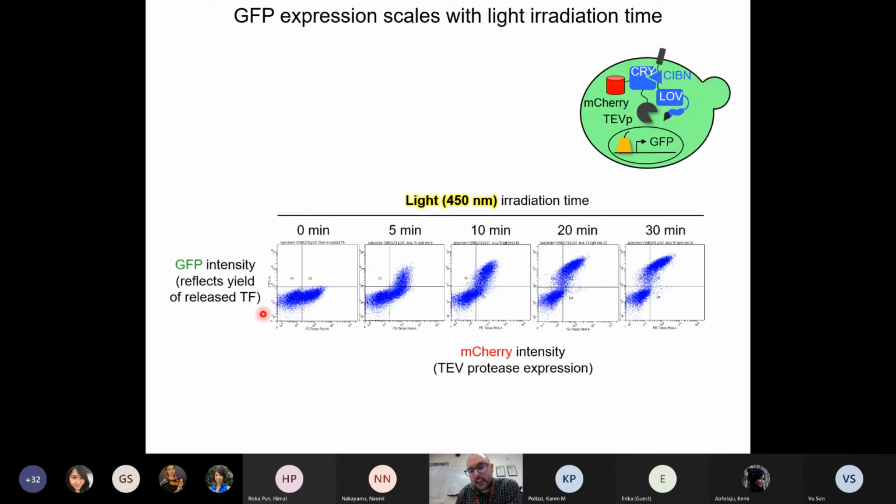Here you can see in this FACS plot that we have this mCHR intensity, which is going to measure the TEF protease expression, and only with the presence of light we can see an increase in the expression of the transcription factor in the reporter gene. This GFP intensity is going to reflect the quantity of transcription factor that has been released, and this is another way to measure the activity of the TEF protease. So you can see how the GFP expression scales with the radiation time.